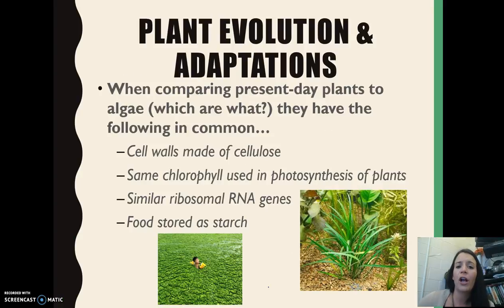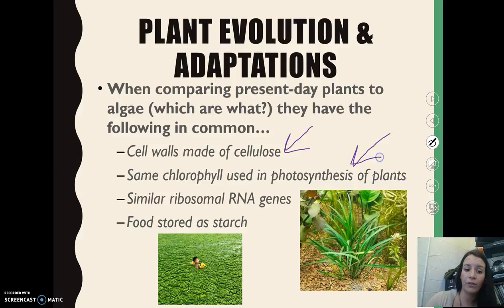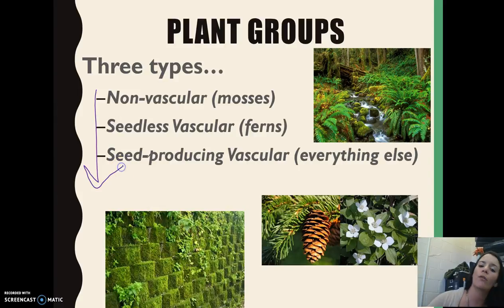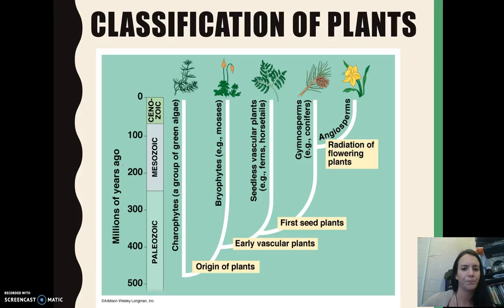Next up then, we're going to talk about evolution and adaptations. So when we compare present-day plants to algae, they have some things in common. They have cell walls of cellulose, they have chlorophyll that's used in photosynthesis, similar ribosomal RNA genes, and they store food as starch. Now there's three types of plant groups. So we have non-vascular, seedless vascular, and seed-producing vascular, and this is the order in which they also evolved.